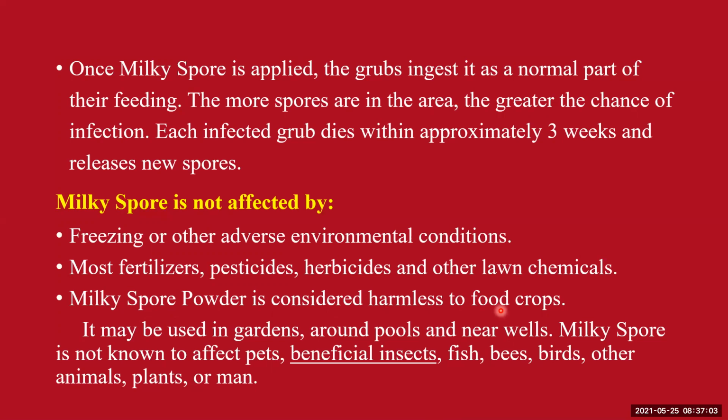So you can spray the powder, or you can add the powder on the vegetation also. Most fertilizers, pesticides, herbicides and lawn chemicals do not kill the milky spore. It may be used in gardens, around your pools, near wells. It is not going to harm your pets or beneficial insects or fishes or bees or birds or other animals and plants. It is only active against Japanese beetle grubs.